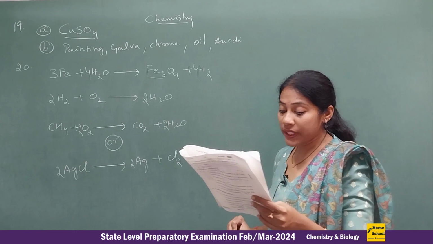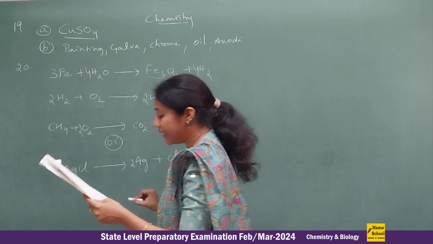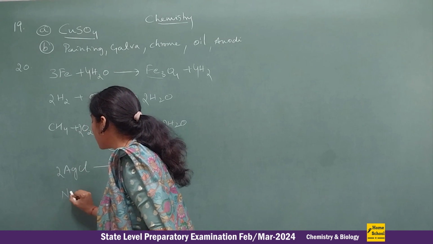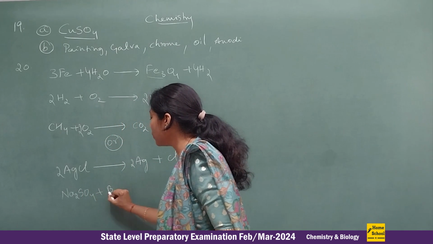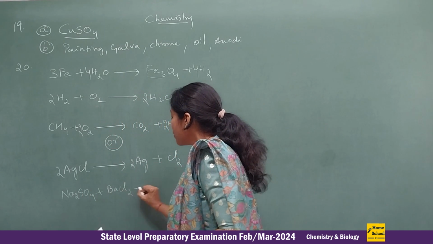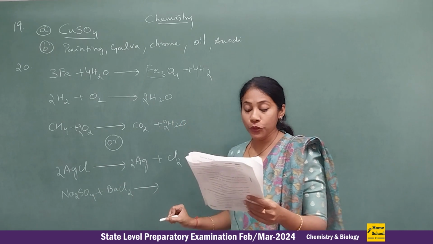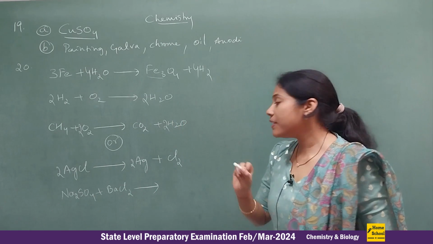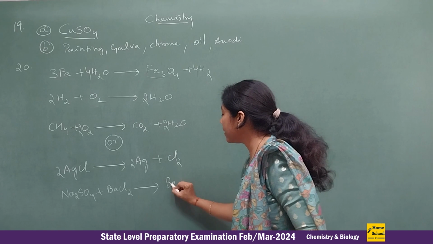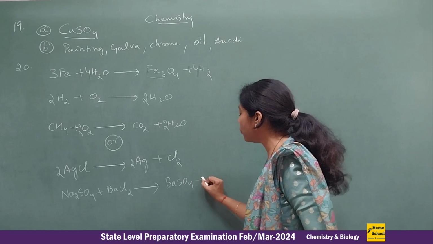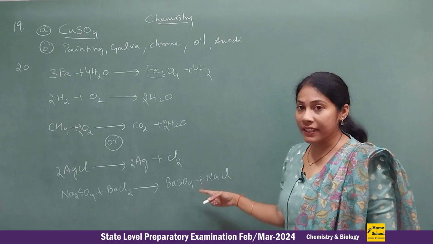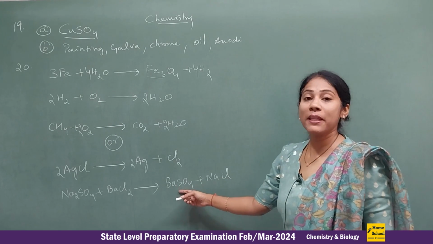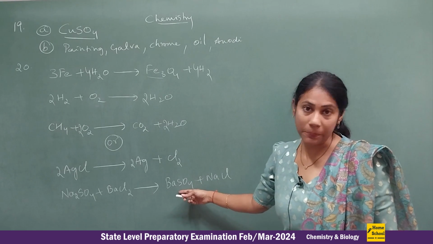Next, sodium sulfate and barium chloride react. Write the formula. Sodium sulfate Na2SO4 plus barium chloride BaCl2. So both are reacting to give barium sulfate and sodium chloride. So barium sulfate BaSO4 and sodium chloride NaCl. So this is our double decomposition reaction where barium sulfate is formed as a white precipitate, isn't it?